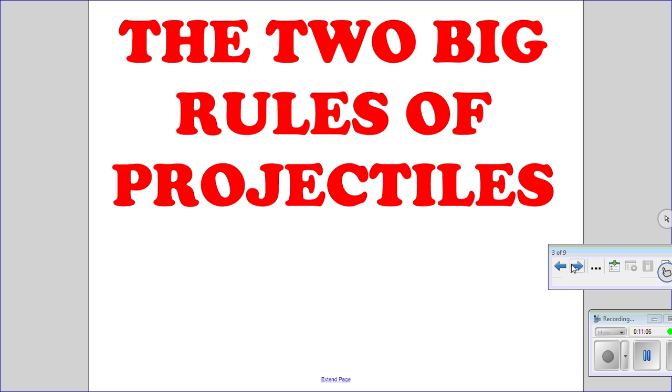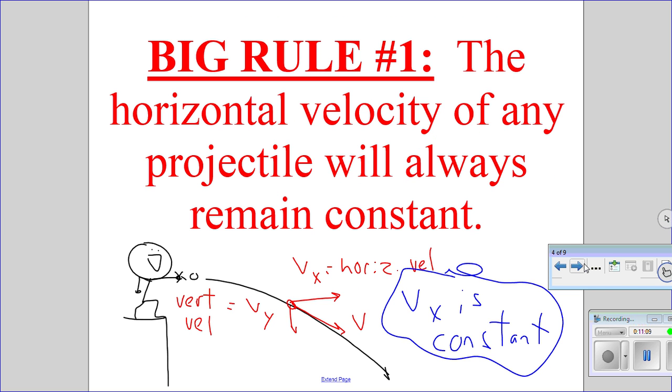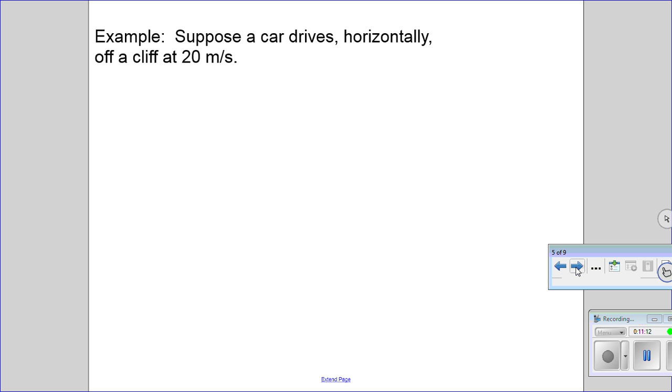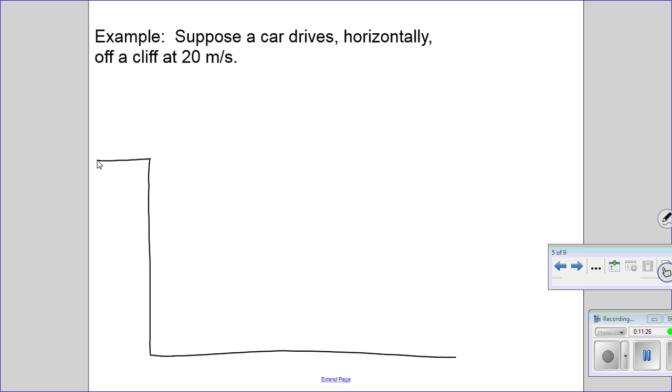All right, so here's what big rule number 1 is really telling us. It's telling me that if I have a car that drives off of a cliff, so I'm going to make a drawing here. Here's my cliff, here's the ground. Let's draw ourselves a little car. Hello, I'm a happy car.